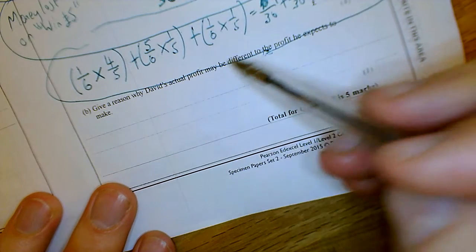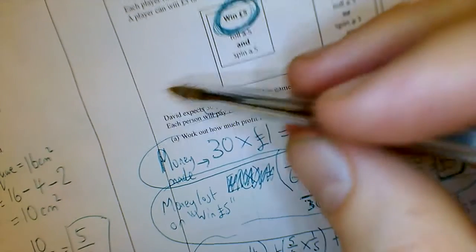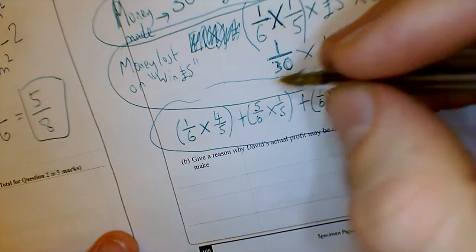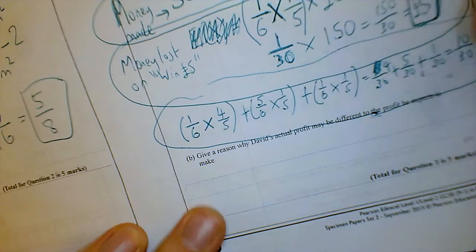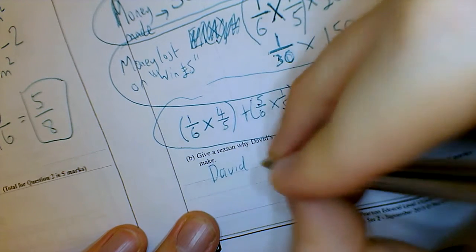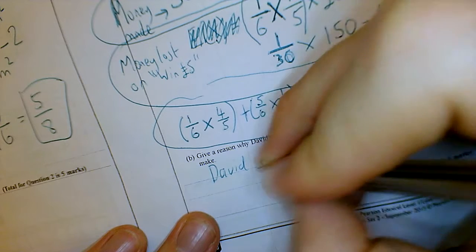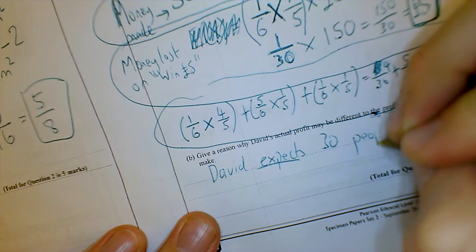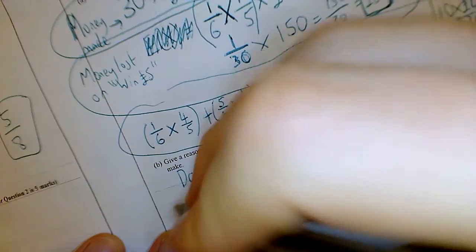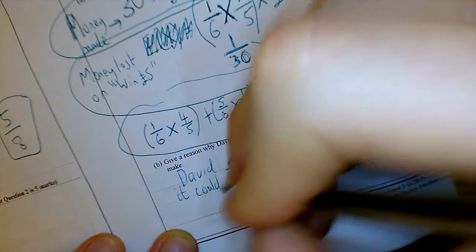Let's just do part B. Give a reason why David's actual profit may be different to the profit he expects to make. Well, first of all, the easiest way of answering this: David expects 30 people will play his game, that doesn't mean that 30 people definitely will play his game. So David expects 30 people to play. It could be more or less than this.